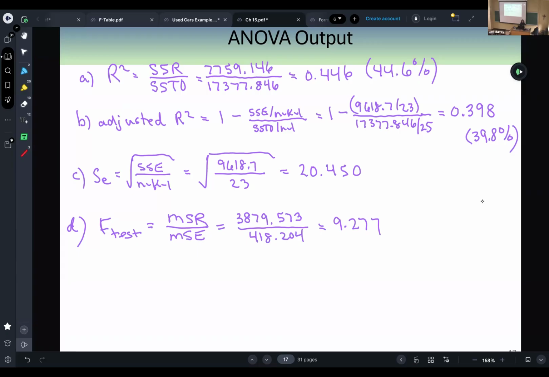9.277. And you'll really like it when you start working with the Excel sheet because it gives you the t values, the critical values, the p values, and the confidence intervals. It's all done in one click of a button. But you want to understand them. That's why we're working through them, because you want to understand what those outputs mean. And I get 9.277 for the F test.